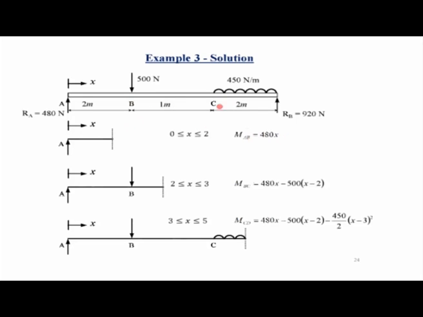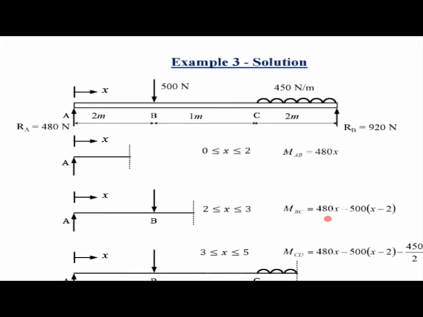For the region between B and C, that is for x greater than 2 and less than 3, the moment function is given as 480x minus 500(x minus 2). So that concentrated load, which is at a distance of 2, comes into the picture here for the moment equation between B and C.